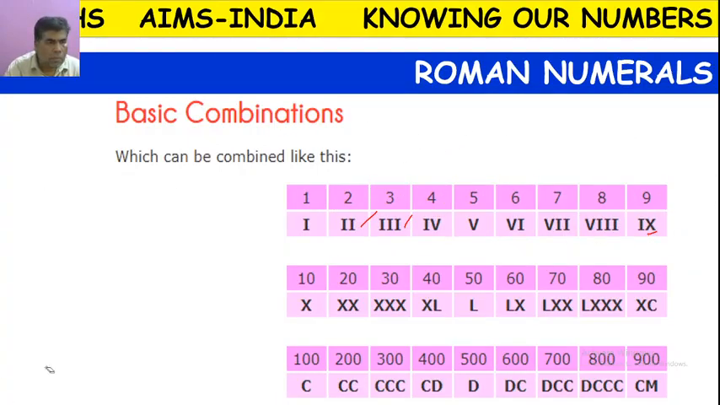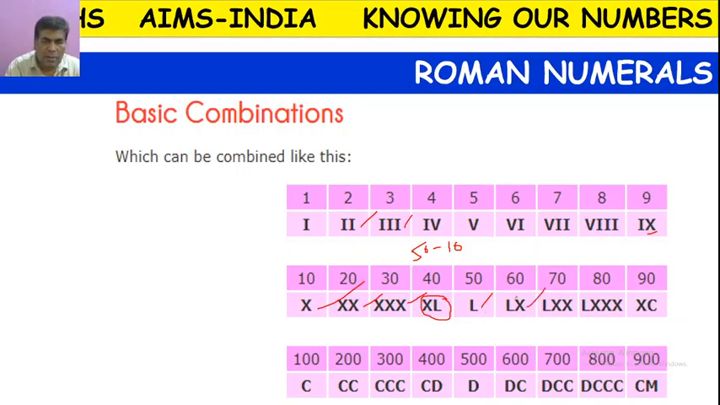Okay. Now, in the same way, 10, 20, 30, 40. What is 40? 50 minus 10. For 10, X is written here. For 50, L is written here. As subtraction is there, the smaller number comes first, then the bigger number. Next, L stands for 50.